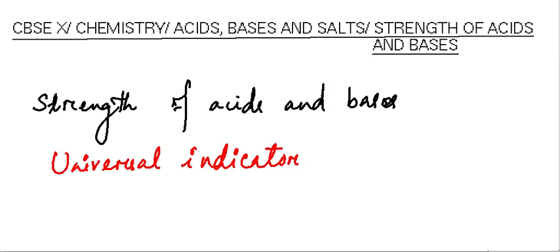Now when you have an acid, it contains hydrogen ions or hydronium ions, and when you have a base, it contains OH minus ions. These indicators will show different colors with different concentrations of hydrogen ions. The scale which is used to measure the hydrogen ion concentration is known as the pH scale.